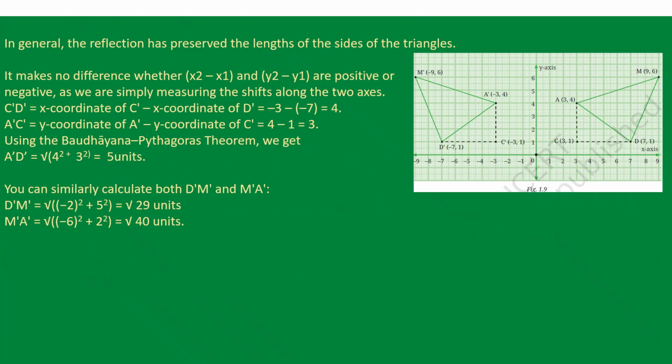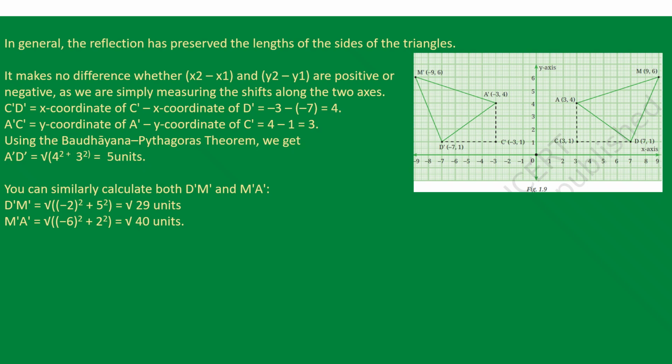In this slide, let's understand how the reflection has an impact on the length of the sides of the triangles. As you can see from the figure 1.9, the first triangle is in quadrant 1 and the other triangle is in quadrant 2. The triangle in quadrant 2 is nothing but a mirror image of the triangle in quadrant 1. It makes no difference whether x2 minus x1 and y2 minus y1 are positive or negative, as we are simply measuring the shifts along the two axes.